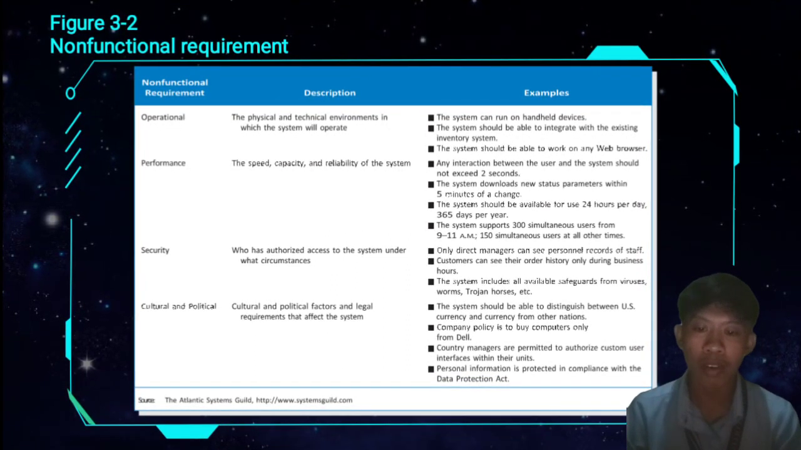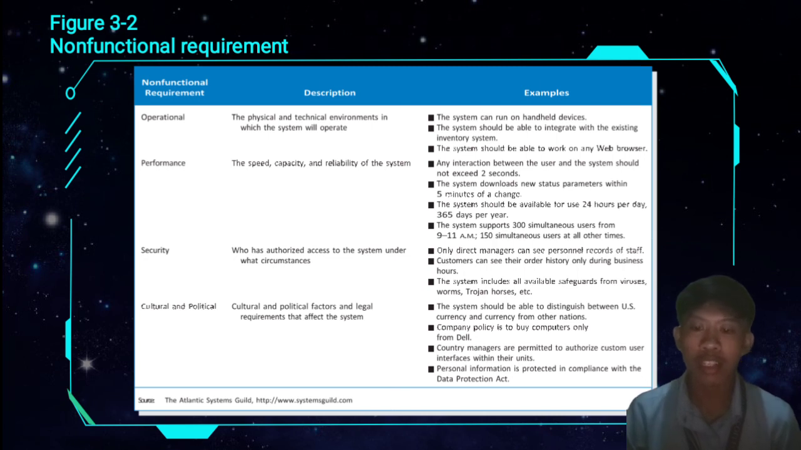These are the requirements. The first requirement is operational. It describes the physical and technical environment in which the system will operate, and this is the purpose of operational.